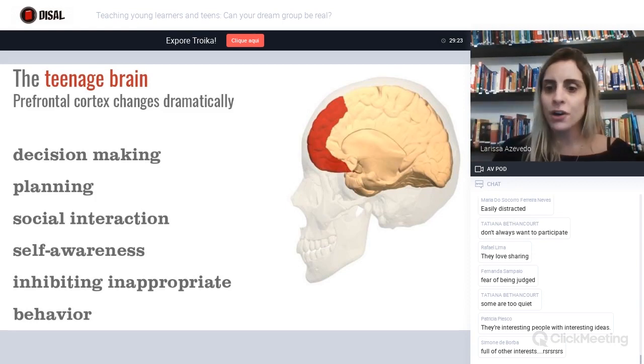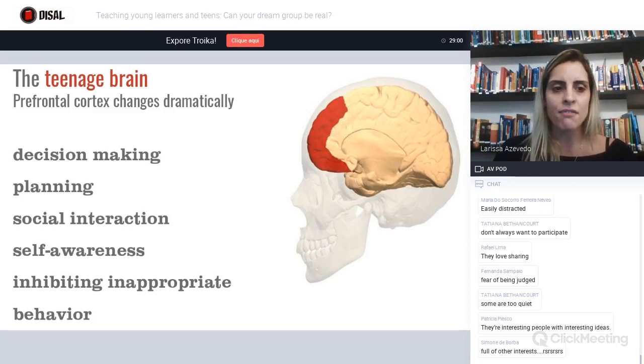So when we offer options to our teenagers and they seem to be not interested or not to pick any of the options, or they want all of them, they don't want to pick and choose, they just want to get them all, it's not necessarily because they are spoiled. It is because they are learning how to make decisions. Their brains are learning how to decide.